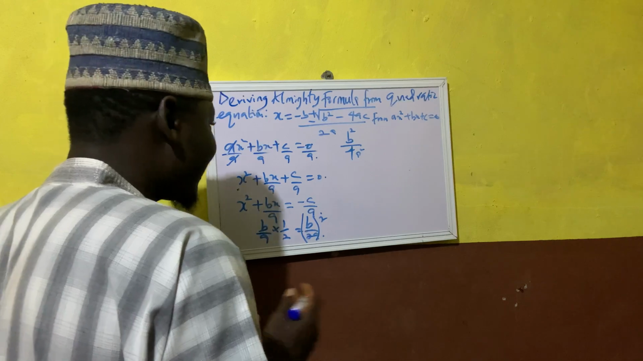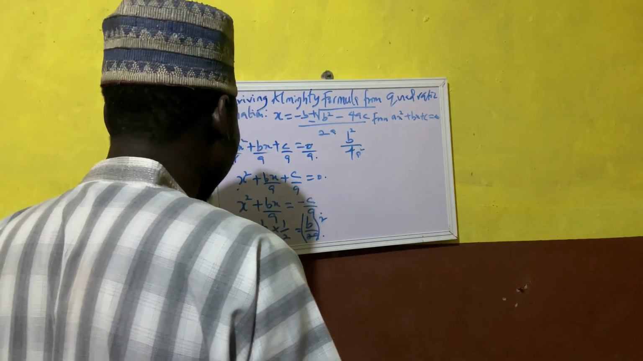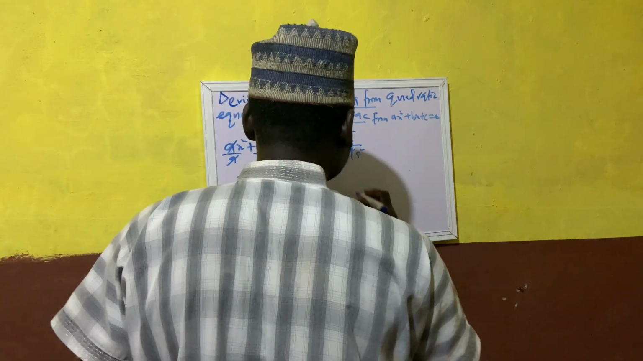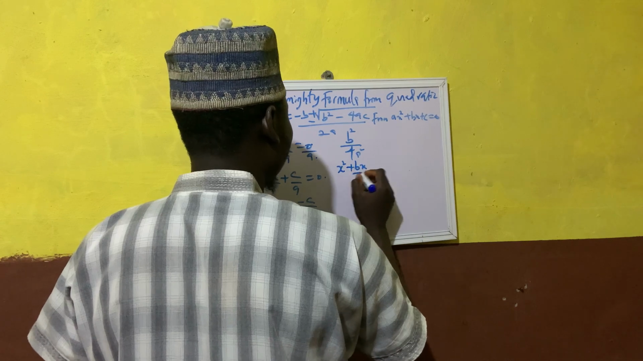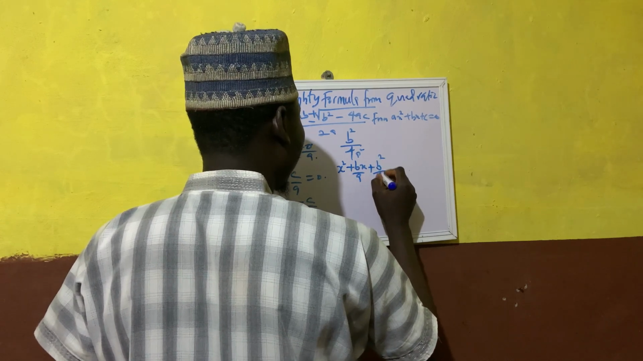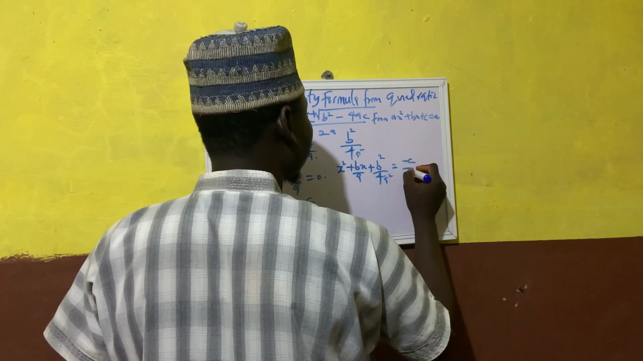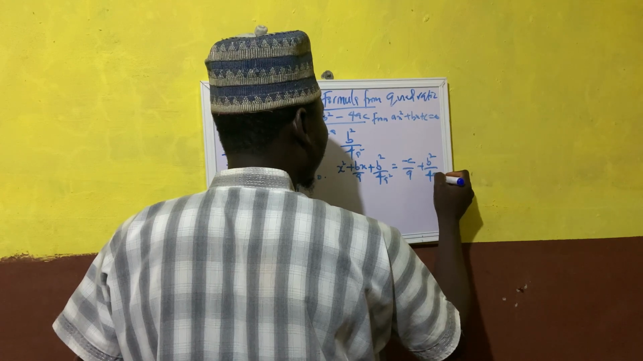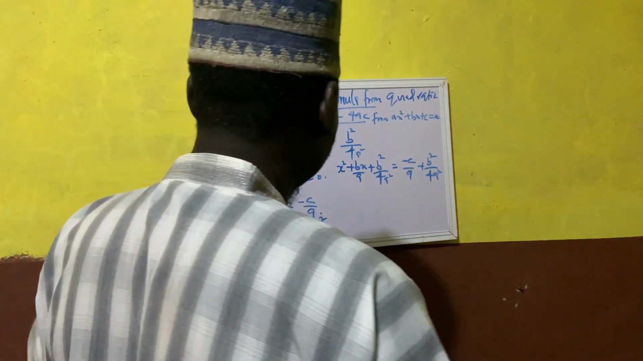So, like I said earlier, after squaring it, which we have b squared upon 4a squared, we will add it to both sides of the equation. By that, we'll be having x squared plus bx upon a plus b squared upon 4a squared, which equals minus c upon a plus b squared upon 4a squared. So this is where we are now.